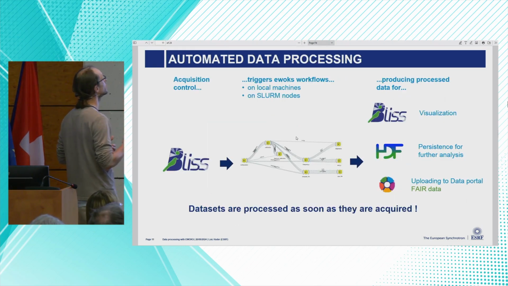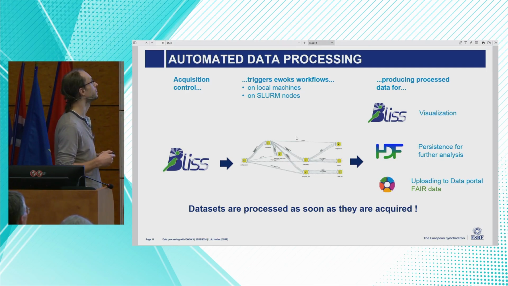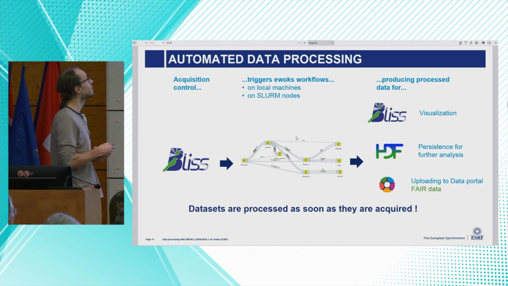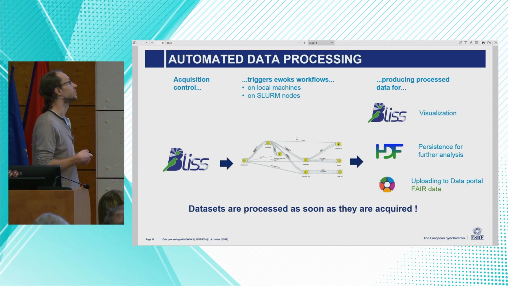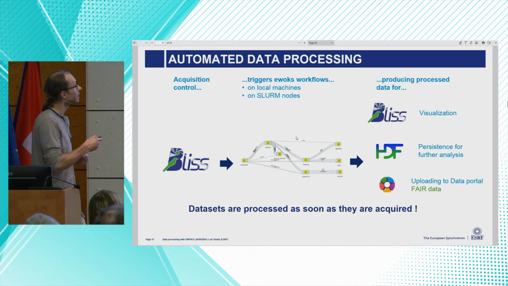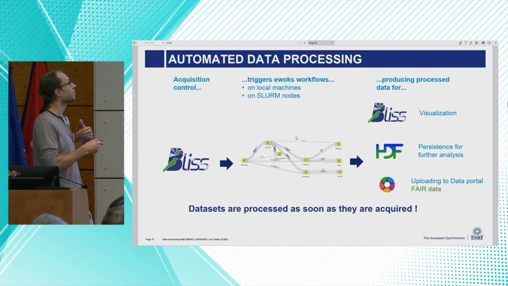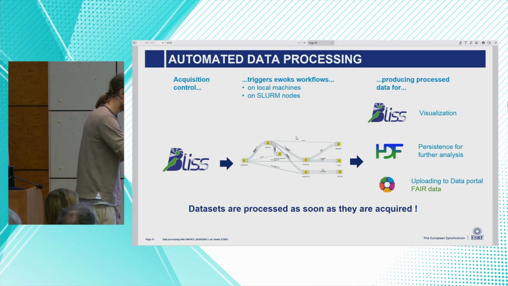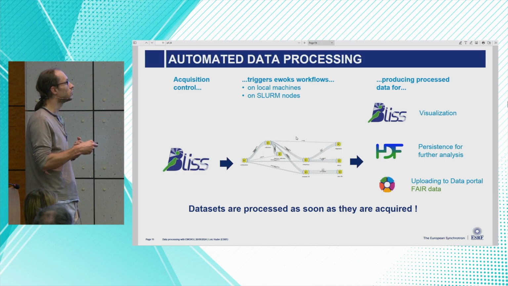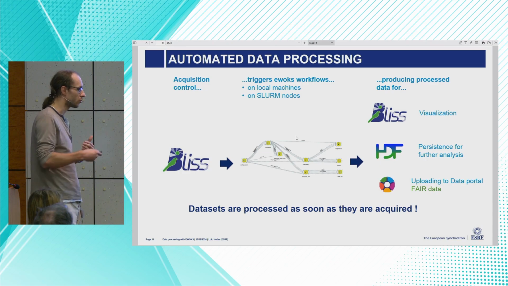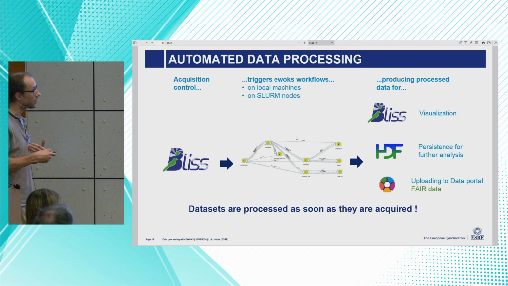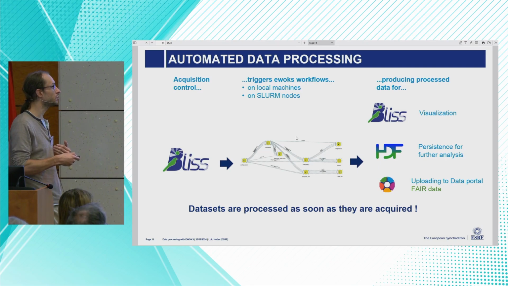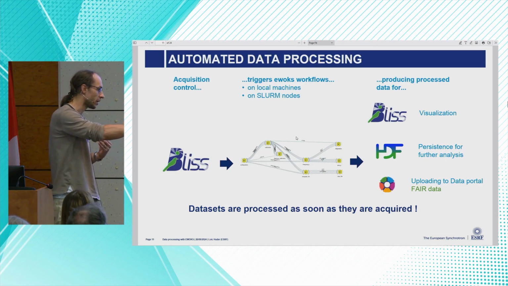This allows us to bring automated data processing to the ESRF beamlines. The acquisition control, Bliss, will trigger eWorks workflows, or does trigger, because this is happening right now as we speak, and this can be either on a local machine located at the beamline or on a Slurm node if you need to do more intensive calculations. These eWorks workflows produce processed data that you can reuse directly at the beamline to see the processed data, so if you want to make a decision for your next scan, for example. They are also saved as HDF5 for further analysis if you want to do more analysis afterwards.